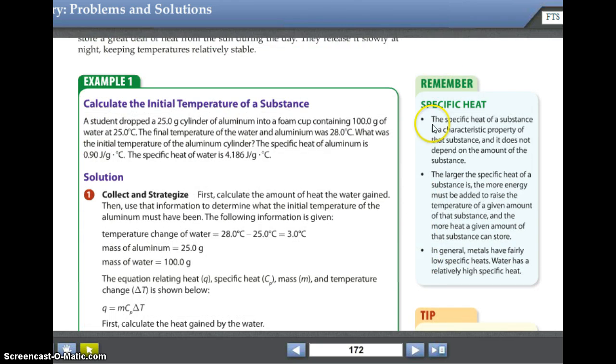And I guess I want to go back and comment on this one about how it doesn't depend on the amount of the substance, because the definition says 1 gram, 1 degree Celsius. Okay? Well, it doesn't matter if you have a cup of water or a gallon of water. Water always has a high specific heat. The specific heat is always around 4. Okay?